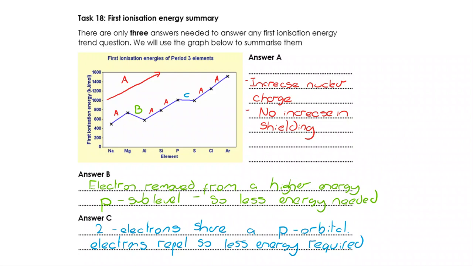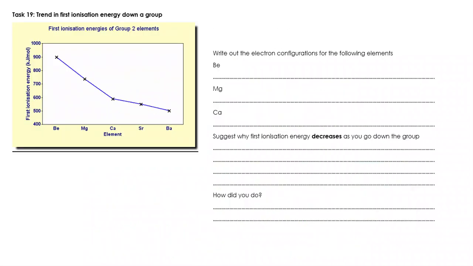In an exam, they might give you lithium across to neon. The pattern follows in exactly the same way. The drops are in exactly the same places for exactly the same reasons. What we also need to do is have a look at what happens to first ionization energy as you go down a group. Have a go at these questions and see how you do.